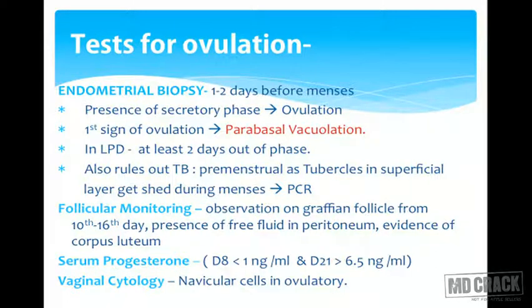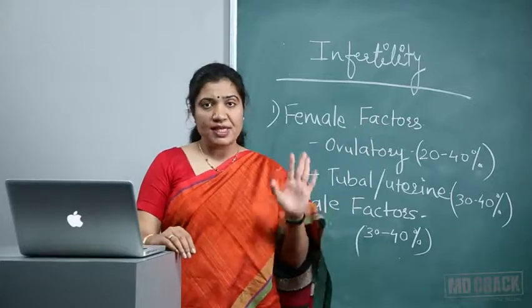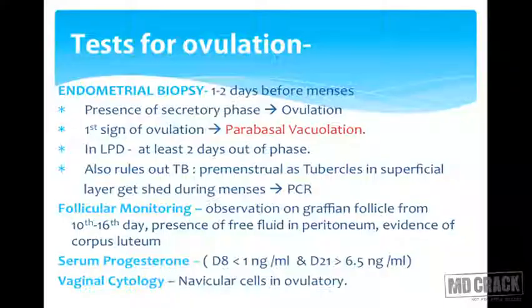Added advantage of endometrial biopsy. It tells us about ovulation, yes, but added advantages are it also rules out tuberculosis. Tubercles present in the superficial layer may get shed off and PCR will come positive. Best test which is practically done is not any of these, but follicular monitoring.